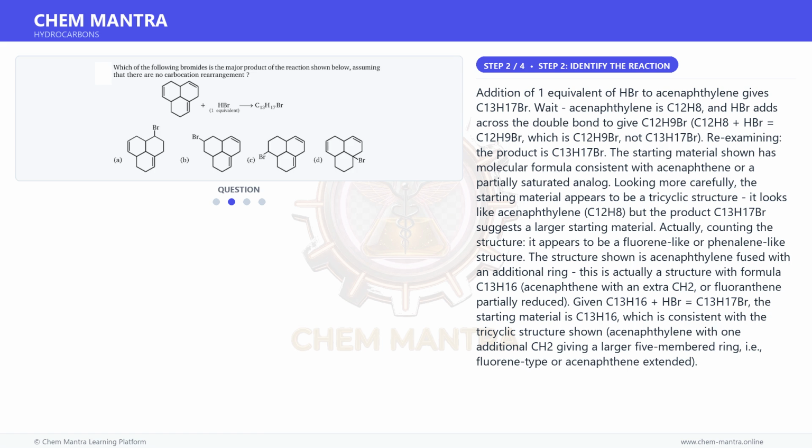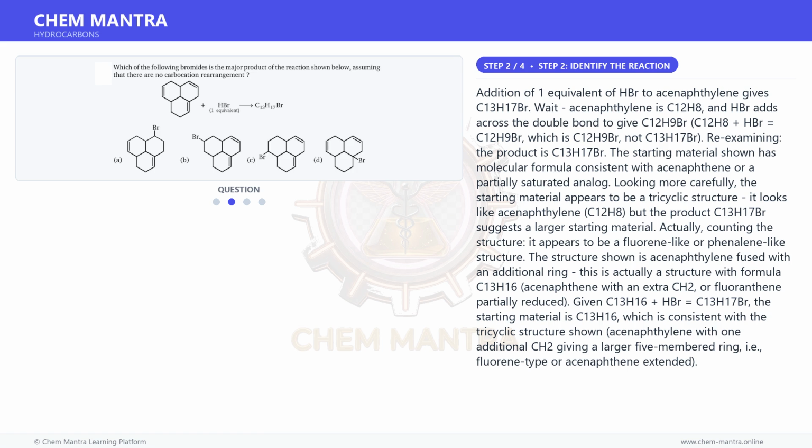Looking more carefully, the starting material appears to be a tricyclic structure. It looks like acenaphthylene, C12H8, but the product C13H17Br suggests a larger starting material. Actually, counting the structure, it appears to be a fluorene-like or phenalene-like structure. The structure shown is acenaphthylene fused with an additional ring. This is actually a structure with formula C13H16, acenaphthene with an extra CH2, or fluoranthene partially reduced.